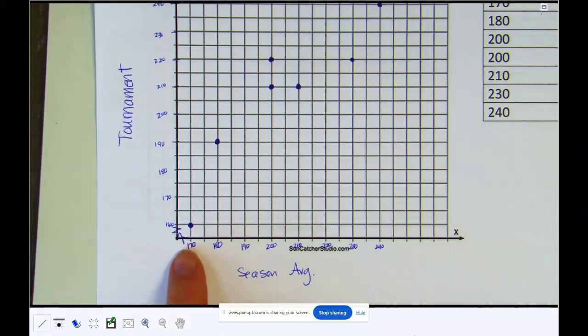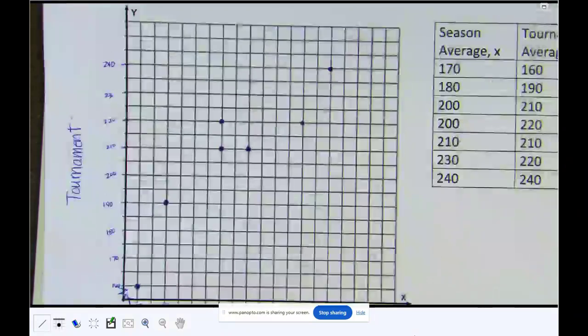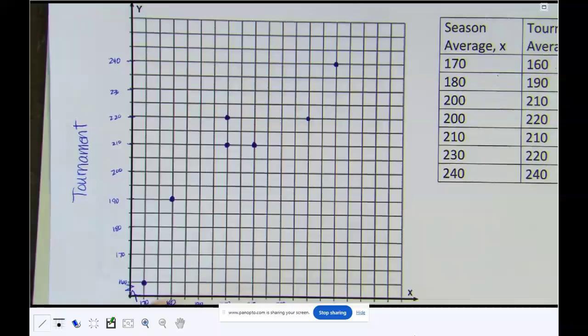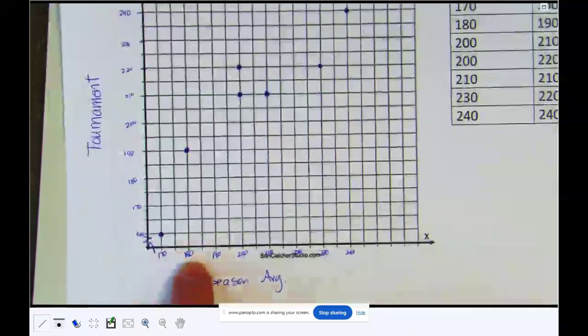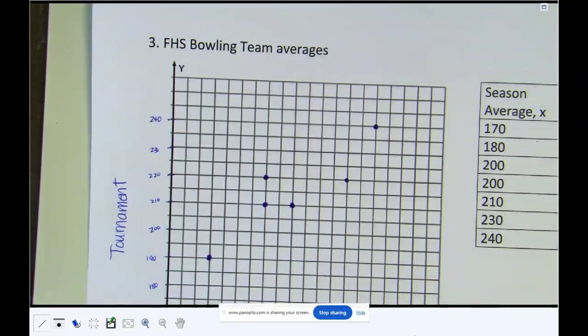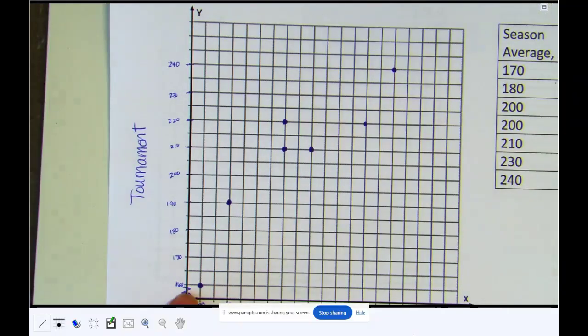You do not have to start counting at 0. I started at 170 on my X, and I counted by, honestly, by 5s, but I only numbered every 10s. So I did 2 boxes for 10. That stretches my graph out for the whole thing. Then I did the same thing here, except I started at 160 instead of 170.